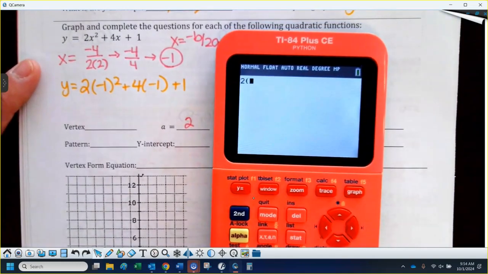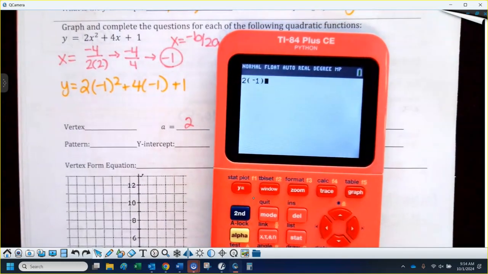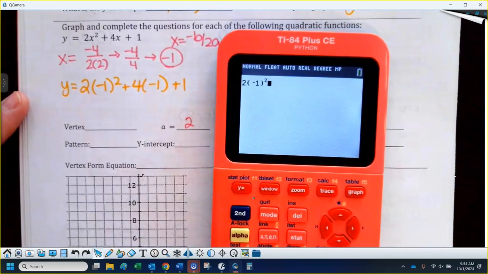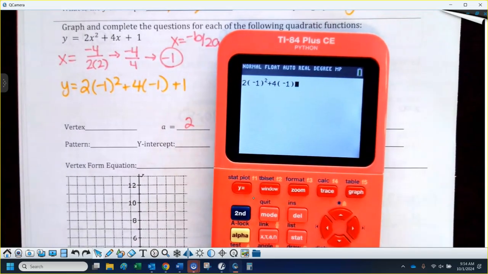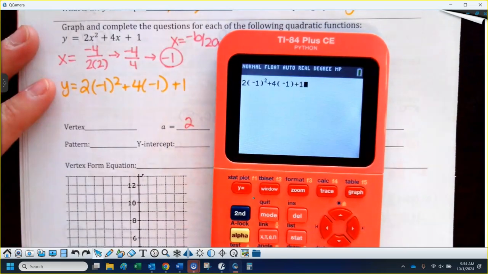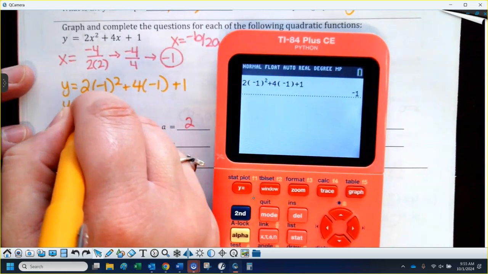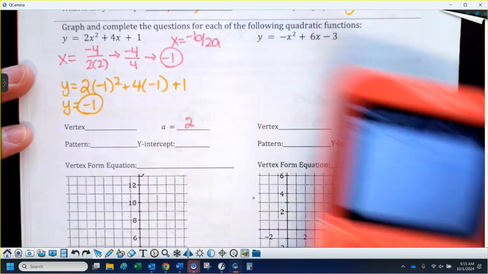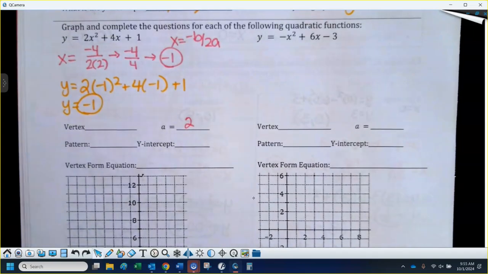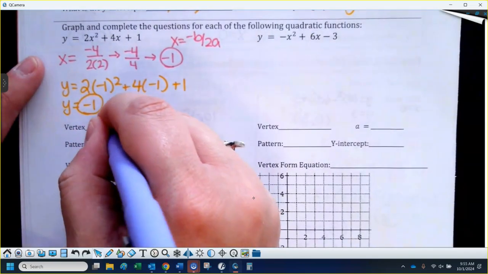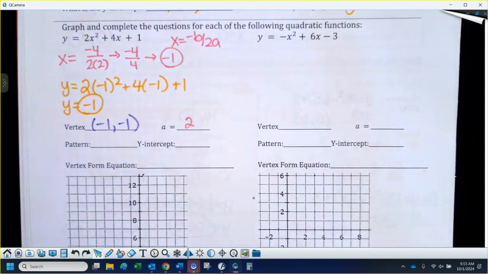You can do it by hand if you want to, but if you just separate that out and plug it in, little parentheses above the 8 and 9 key, it'll make sure that you do everything correctly here. And make sure when you're plugging in that negative number, use the negative key under the 3. Don't use the subtraction sign, because it won't like that. You actually get -1 for the y-coordinate as well for this question. All right, so -1, -1 is going to be my vertex.